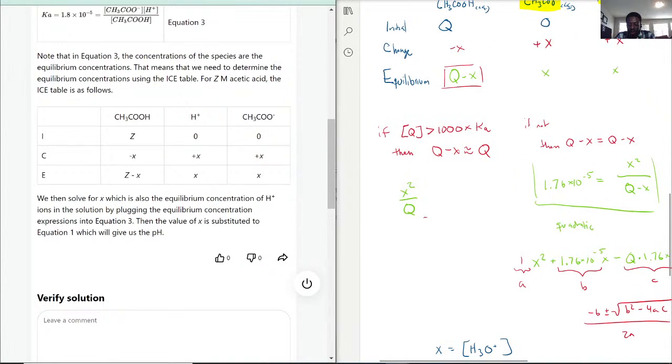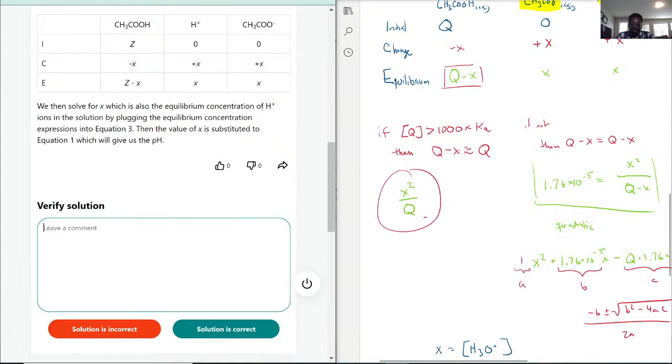Depending on the concentration, you can either save yourself some work by using that approximation or use the quadratic equation. If you're not sure which one you should use, default to the quadratic equation, because that will always give you the most accurate answer. This equation here is kind of just a rounding system you can use to save yourself some time if the concentration is so big compared to the Ka.